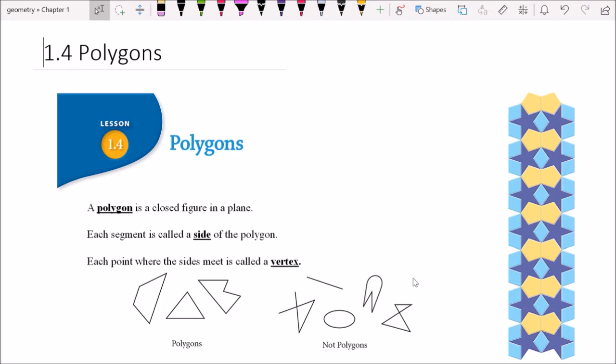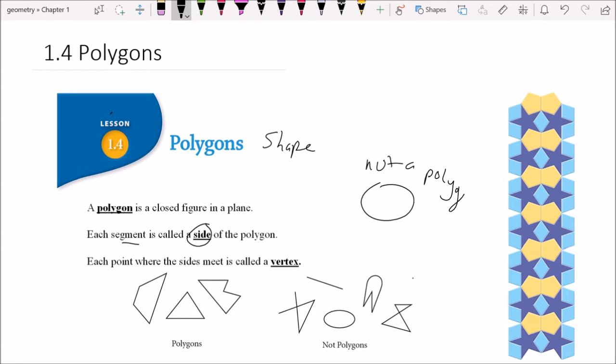Today I'm here to teach you about polygons. A polygon is just a closed figure in the plane. You may have thought of them as just shapes in the past. Now, not all shapes are polygons. They have to have segments as their sides. For example, a circle is not a polygon.